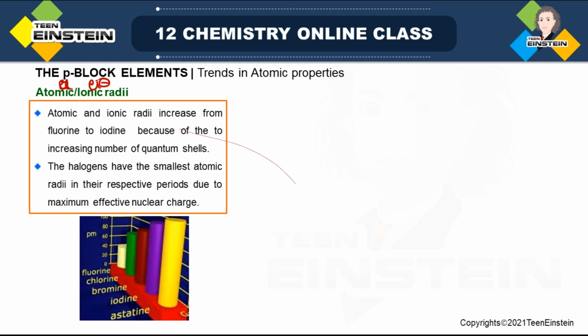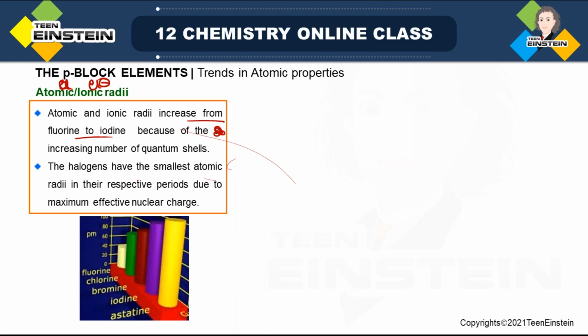But whatever it is, even if all of these elements are in ionic form, F minus, Cl minus, Br minus, or all of them are in atomic form, in both cases, whenever you are moving down the group, there is an increase because of the extra added quantum shell, that is, the principal quantum number is increasing. So ionic and atomic radii increase from fluorine to iodine because of the increase in their number of quantum shells.